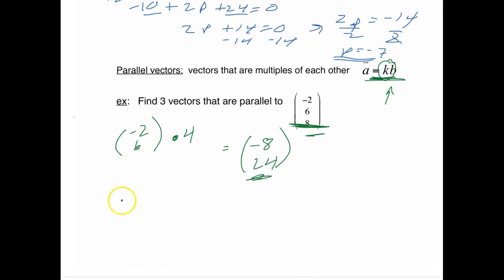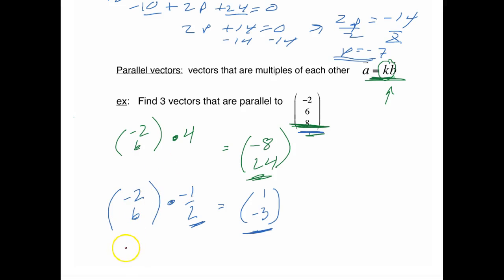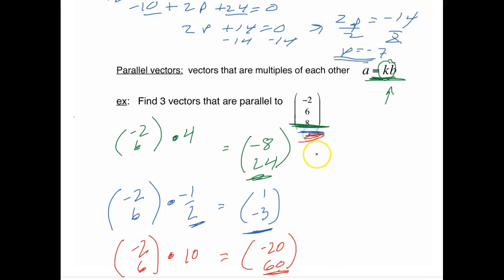Let's do another one. How about we multiply by a fraction. Let's multiply by -1/2. So you're going to get 1, and -1/2 times 6 is going to be -3. And these two are parallel, because again, all you did was multiply by a constant. That's how simple it is to find parallel vectors. Let's do one final one because I have to find 3. So we'll take -2, 6, and I'll multiply that by 10. That's easy to multiply by. You get -20 and 60. And again, these two are also parallel because you multiplied by a constant.